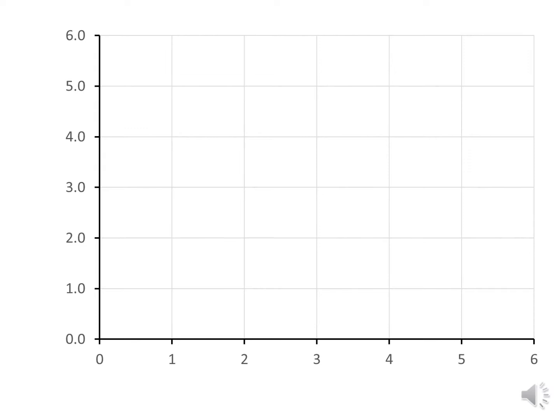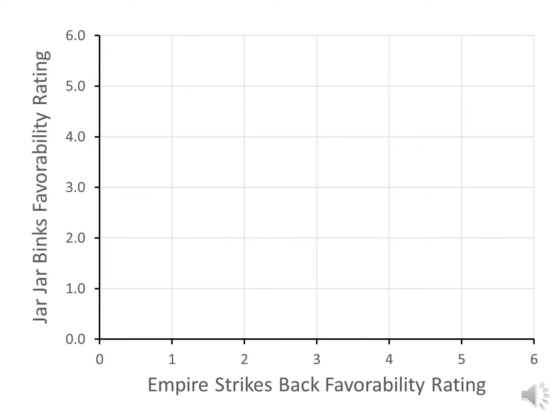Let's make a graph of the data and the regression line. Let's start with making our grid for the data points. We'll put Empire Strikes Back on the x-axis because that will be our predictor. And we'll put the Jar Jar Binks ratings on the y-axis because that's our outcome. We then add the data points for each person, and we can see the negative trend that was apparent in both the negative correlation coefficient and the negative value for the slope.